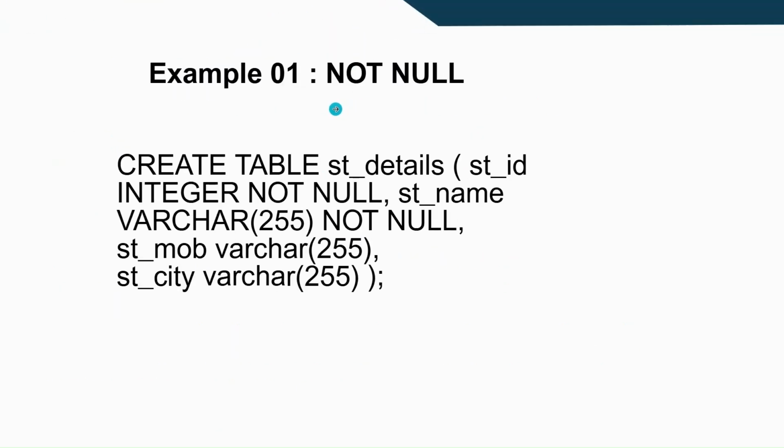Now let us look at example one for the not null. While creating a table, here we have CREATE TABLE student_details. I'm creating a column student_id, integer, not null. We cannot have a null value for the ID here. And student_name, varchar 255, and even this column should not be null. Then student_mobile varchar and student_city varchar. Let's perform this example in our MySQL Workbench.